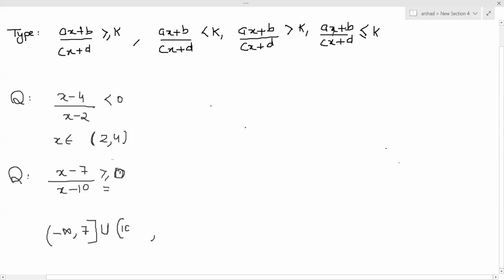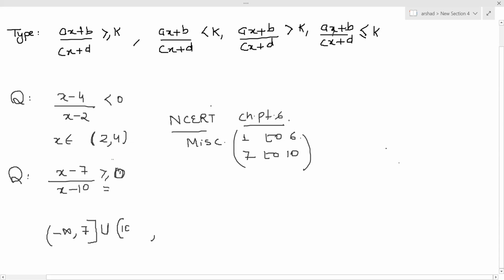Please mark the homework. You need to do the NCERT, from this chapter 6, the miscellaneous, question number 1 to 6. And I guess 7 to 10 I have already given you as homework. So if you have not completed this, then you need to do it. Okay, so this is for chapter 6. Miscellaneous 1 to 6, 7 to 10 of NCERT.